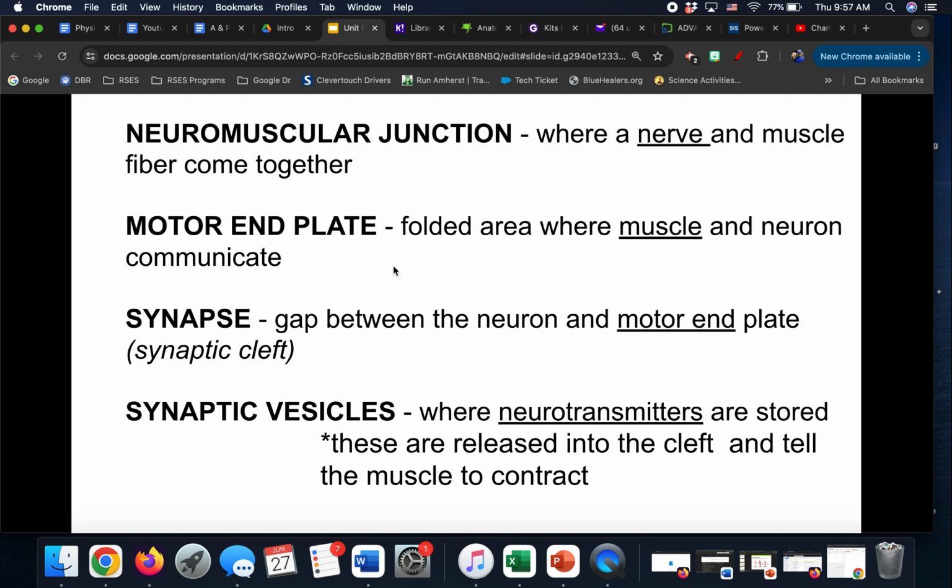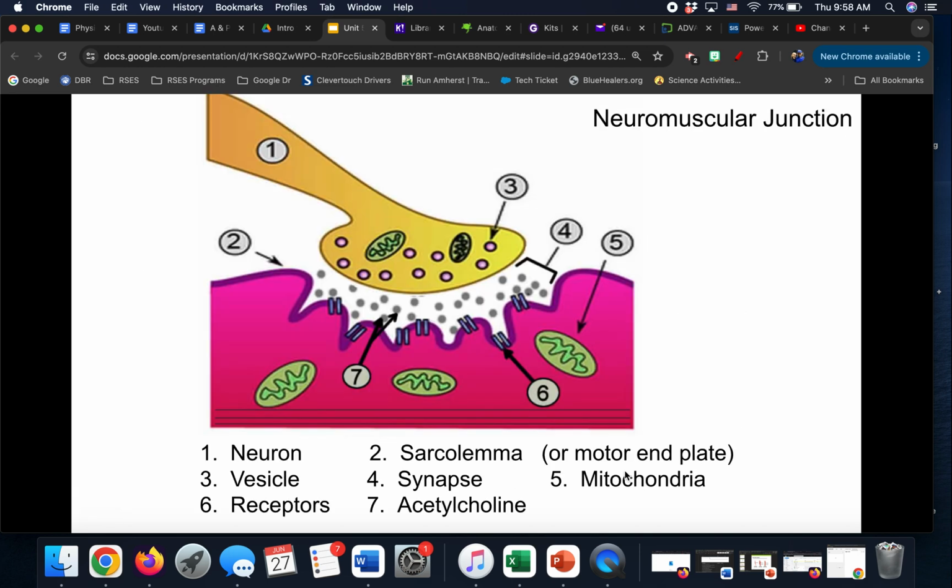We have a motor end plate, the folded area where the muscle and neuron communicate. The synapse is that little gap between the neuron and the motor end plate. And synaptic vesicles. These are where neurotransmitters are stored. These are chemicals that trigger something, in this case a muscle contraction. So these synaptic vesicles hold neurotransmitters that'll get released into a synapse that'll go into the muscle and cause something to happen.